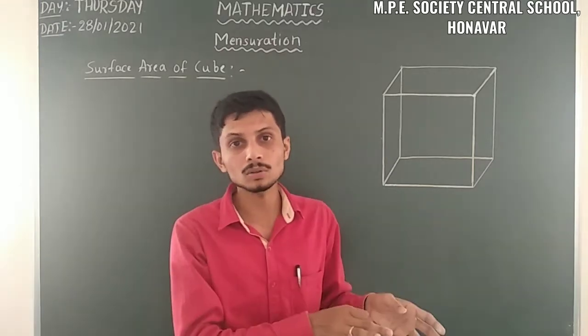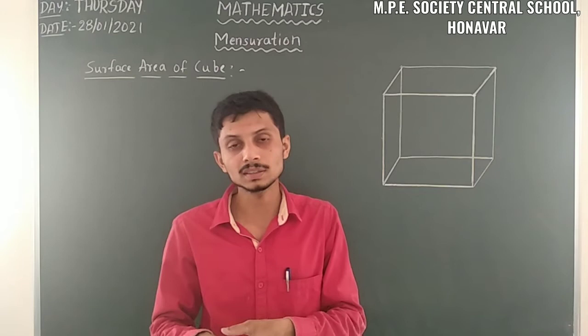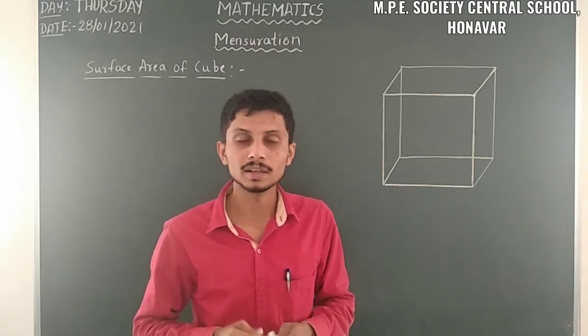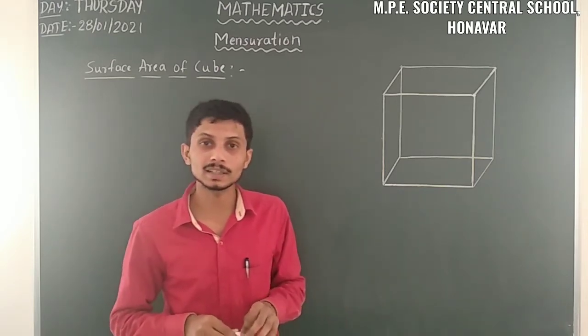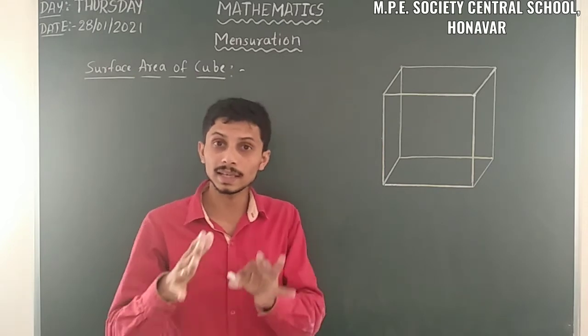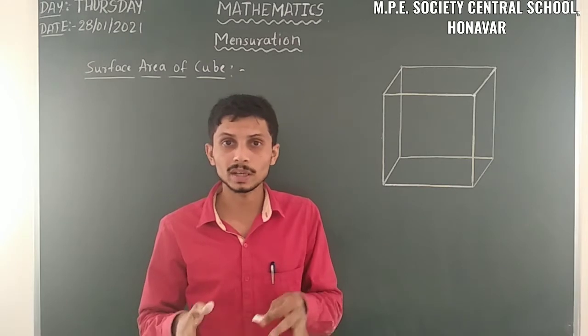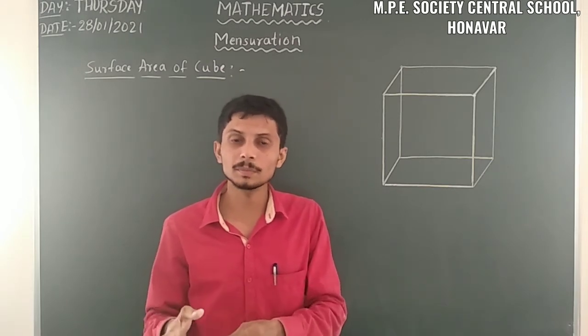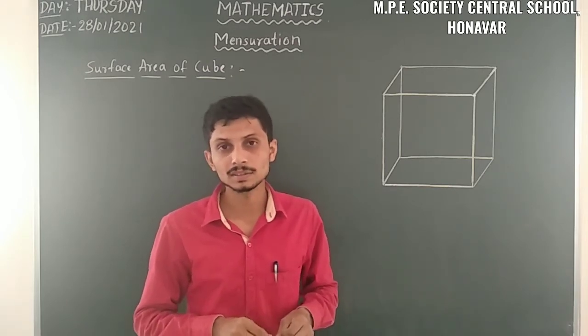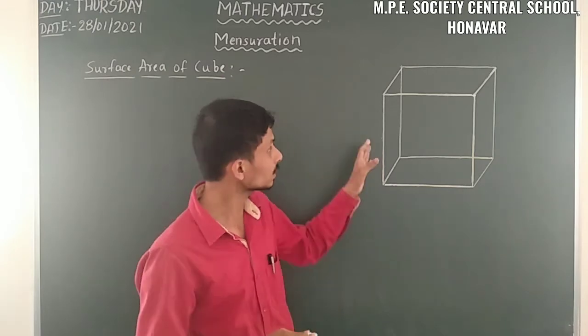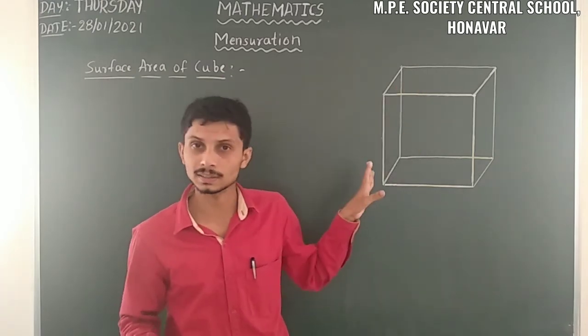So when we add all those faces, we can get the total surface area. There are 6 a squares on the surface of the cube, so we can find the surface area. Total surface area means we have to take 6 a square. That is the total surface area of the cube, it is 6 a square.